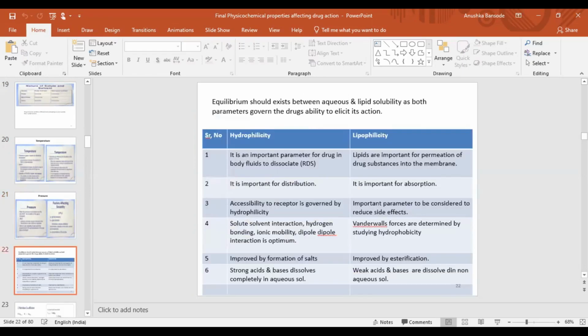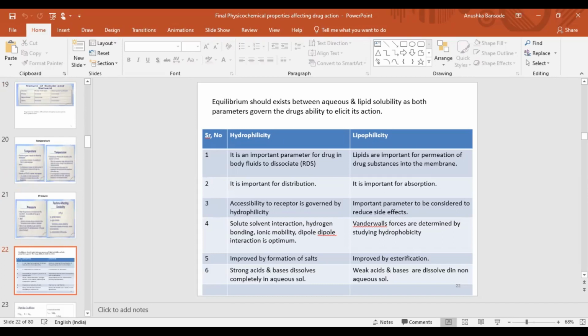Then to move further, we will see how hydrophilicity and lipophilicity are to be equilibrated and how they are going to govern the ability of the drug to elicit its action. Hydrophilicity of a molecule is an important parameter for the drug in body fluids to dissociate, and hence we have seen ideal properties. The rate determining step is to be known. In case of lipophilicity, lipids are important for permeation of drug substances into the membrane.